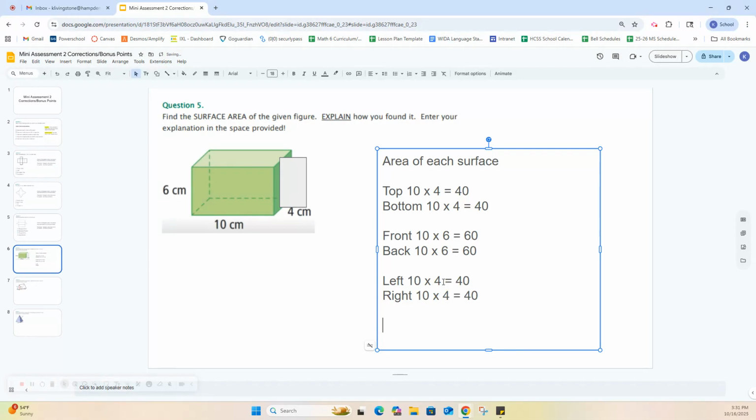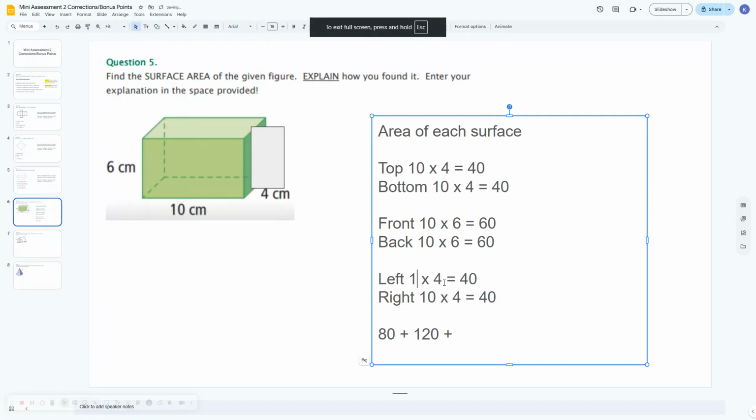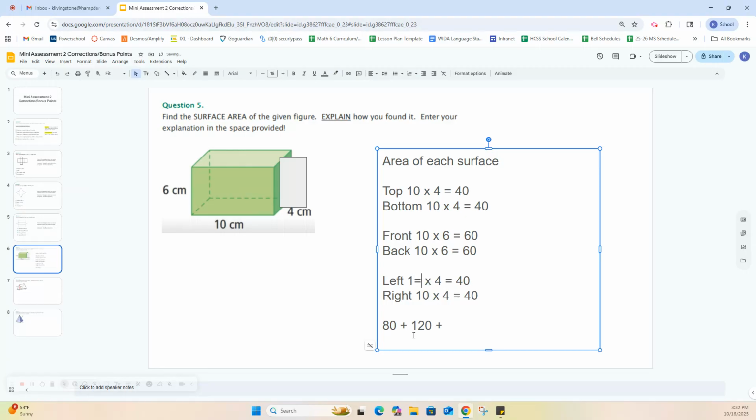Now that we have all of our areas, we need to total it up to get the total surface area. 40 and 40 is 80. 60 and 60 is 120. And another, oh wait, I just made a mistake. The left and the right should each be 6 times 4, not 10 times 4. Thank you guys for hopefully catching that. So these should each be 6 times 4. That was my mistake. Even teachers make mistakes sometimes.